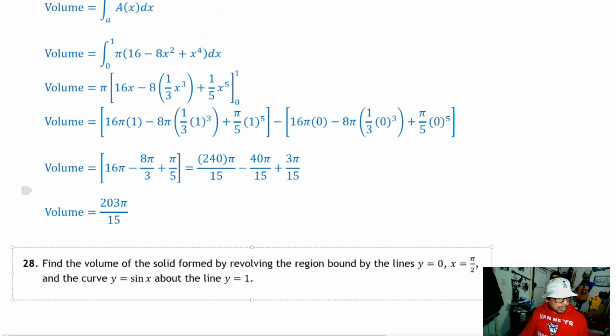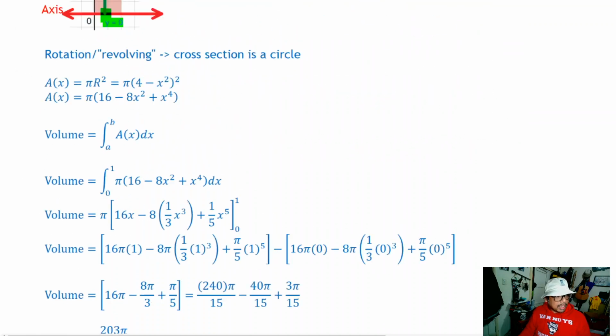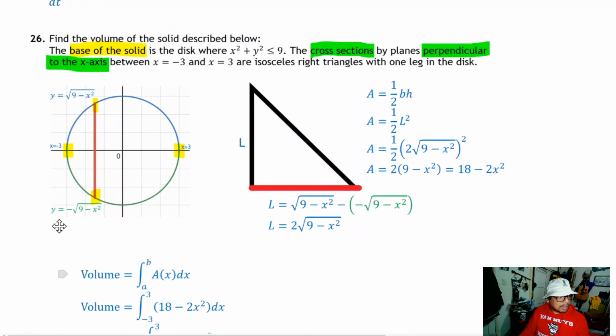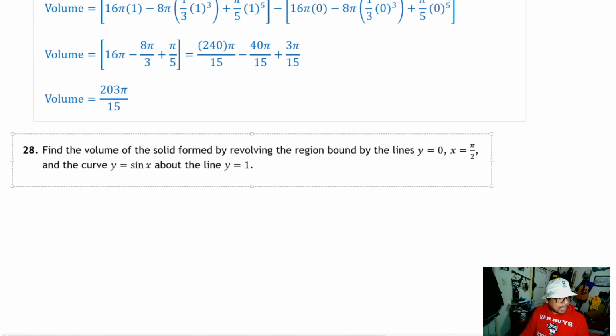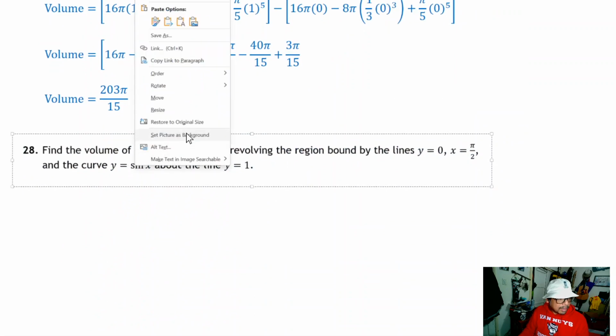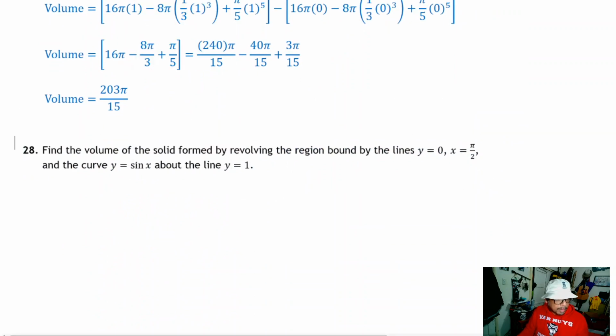And that brings us to our last problem. Oh my gosh, we're at the last problem. I can't believe it. We're going to find the volume of the solid formed by revolving another region. This time it's bound by y equals 0, which is the x-axis, x equals pi over 2, which is the vertical line, and then the curve y equals sine x.